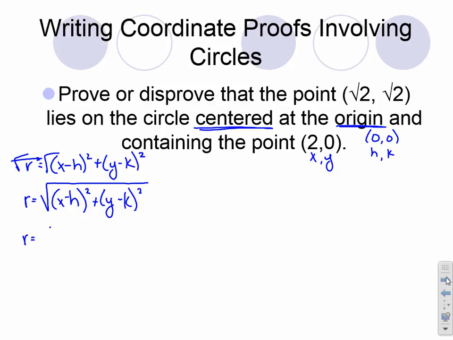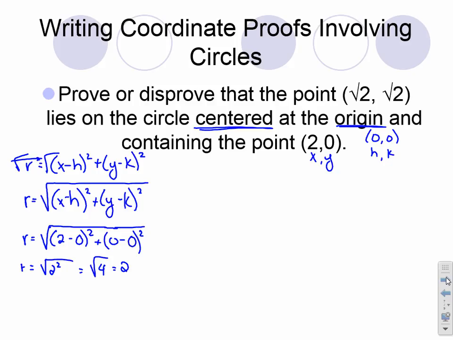So r is equal to the square root of x is radical 2, minus h, which is 0, squared, and then plus your y, which is 0, minus your k, which is 0, squared. So now I end up getting the square root of, well, let's see, radical 2 minus 0, that's radical 2, so this is radical 2 squared, and then 0 minus 0 squared, that's just 0. So ultimately I have the square root of 2, which is radical 2.